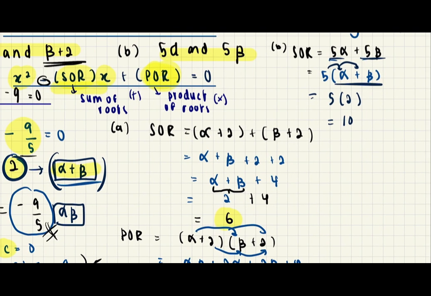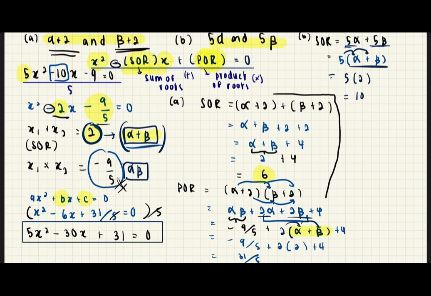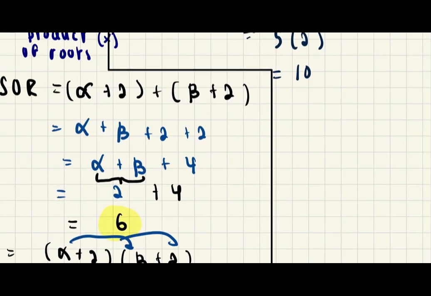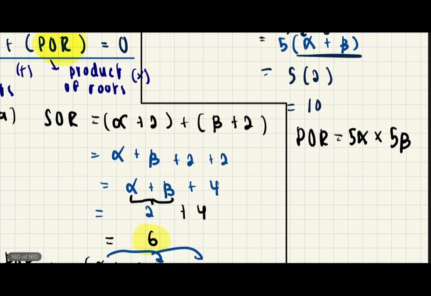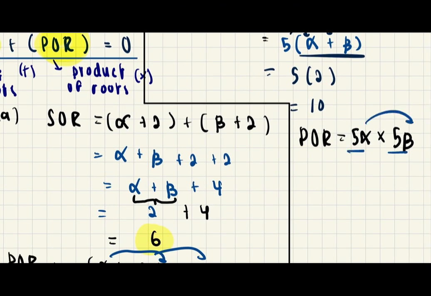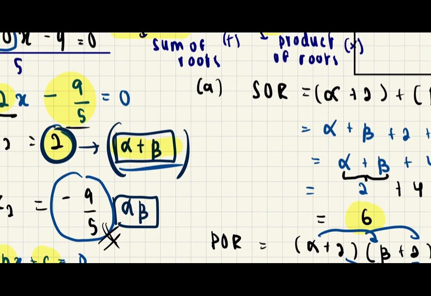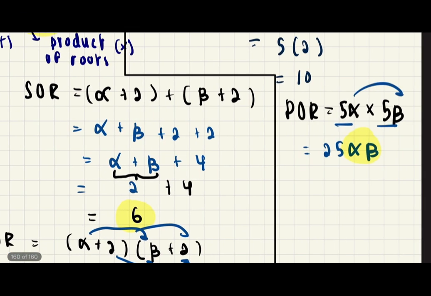What about our POR? So first let me separate both questions so we don't get mixed up. Alright, so what about our POR? Our POR is multiplying both, 5 alpha times 5 beta. Basically you multiply the numbers and then you put the letters, so you get 25 alpha beta. Okay, so we know the value of alpha beta, right? Alpha beta is negative 9 over 5.